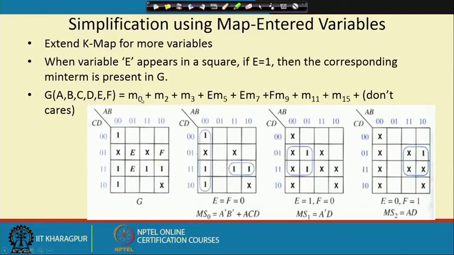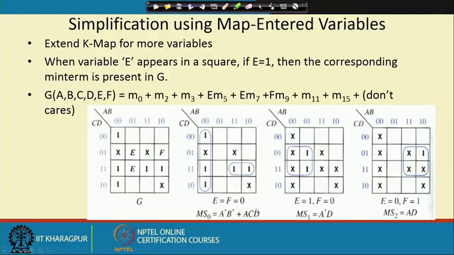So this is actually a 6 variable function, but while writing the function we can write it in a smaller number of variables. So e m5, e m7. In that map we write it like this. These don't cares are not written explicitly, but the don't cares are there. These three are the don't cares that we have. They are retained as they are, but in place of m5 we enter e, in place of m9 we enter f, and in place of m7 also we enter e.